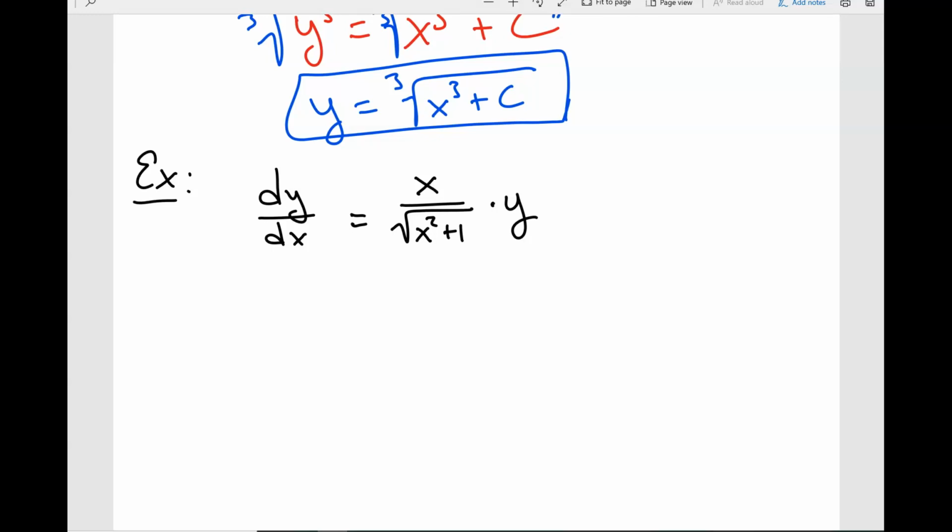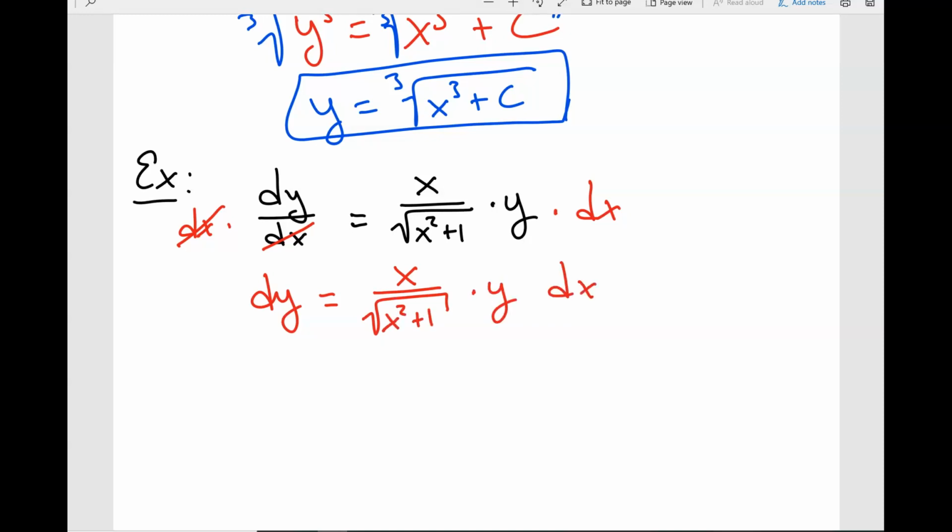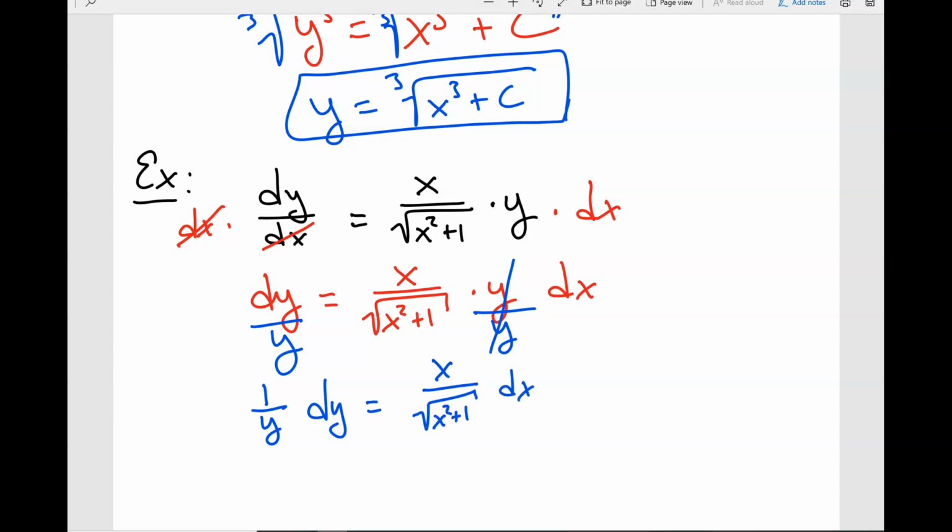The first thing that you want to do is separate these variables. So let me multiply by dx on both sides. So this is going to go away, and I'm left with dy by itself is equal to x over the square root of x squared plus 1 times y dx. Now notice I want to be able to separate this out, so I need to move this y. I'm going to divide by this y to the other side so that I can get rid of it. So I have 1 over y dy is equal to x over the square root of x squared plus 1 dx.